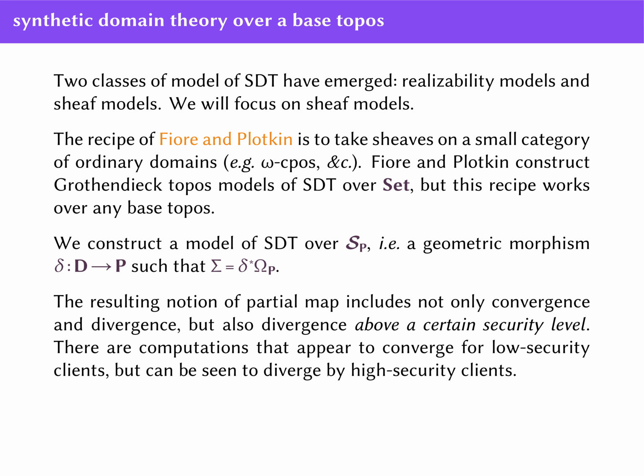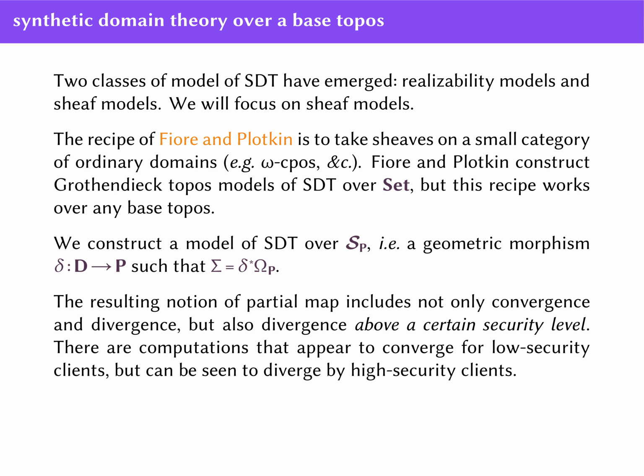One of the main technical contributions of our paper is to extend the recipe of Fiore and Plotkin to apply when the base topos is a different Grothendieck topos than Set. In particular, if we take P as our base topos, we obtain a topos model of synthetic domain theory D equipped with a geometric morphism into P, such that the dominance on D is exactly the inverse image of the subobject classifier of P under this geometric morphism.